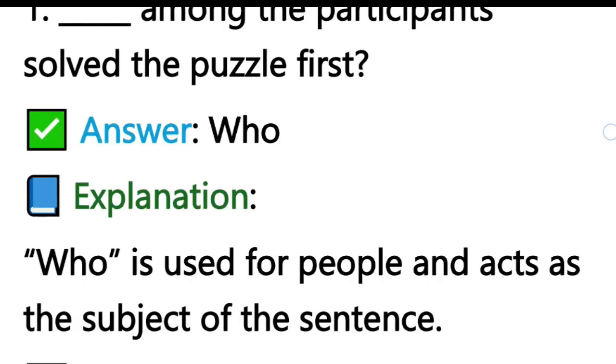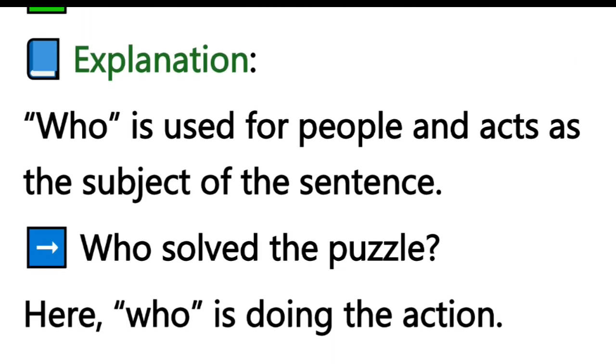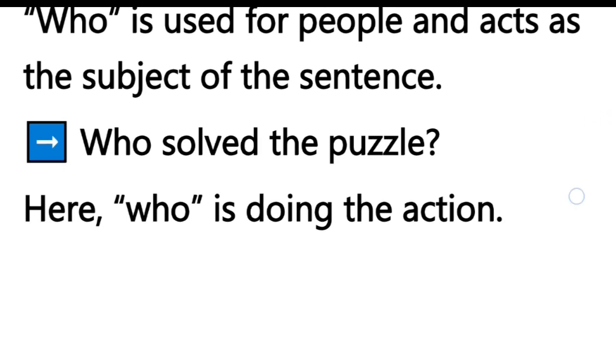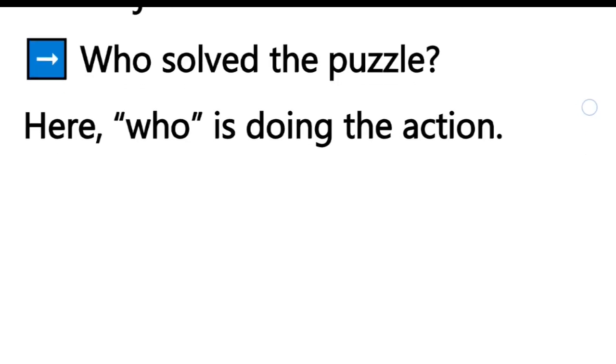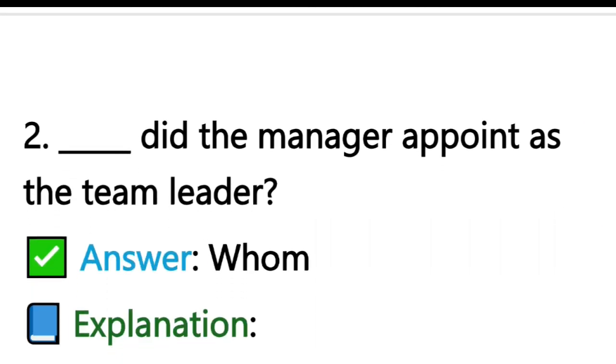Who is used for people and acts as the subject of the sentence, and the answer that we get will be the noun, the name of the person. So using who over here in the question place will be the right thing. Who solved the puzzle? Here who is doing the action, and whoever does the action will be the subject.